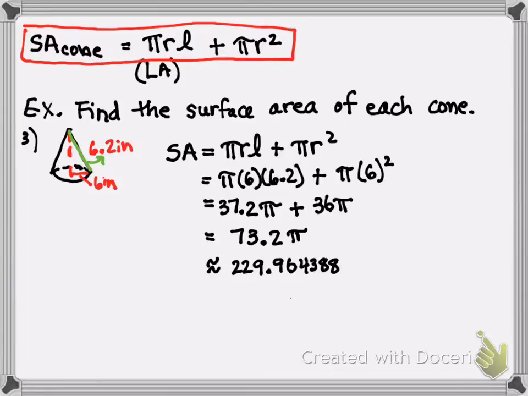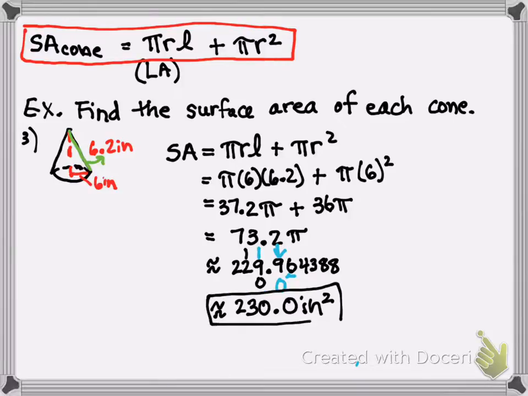And I get 229.9643888. So this one I'm going to round to the nearest tenth. And what I notice is the 6 is going to bump the 9 up to a 10, but I have to kick that over to the next column. So for my final answer, I end up with 230.0, and the label is square inches.